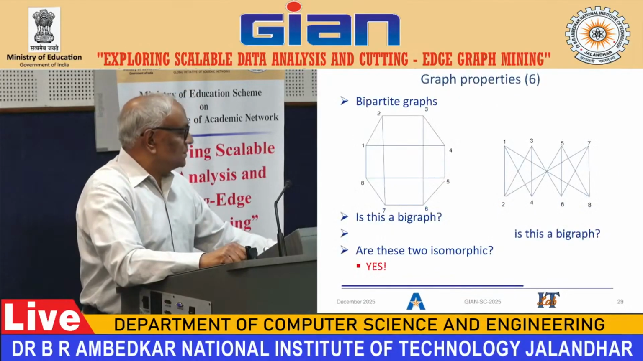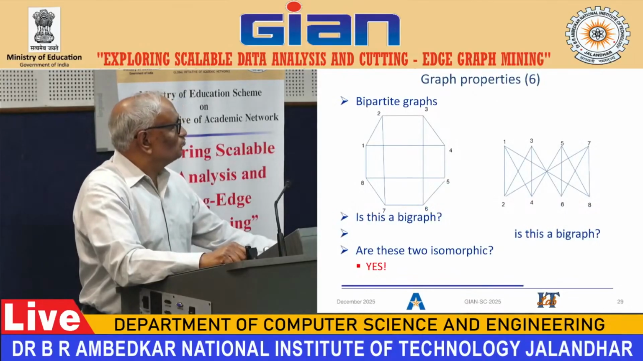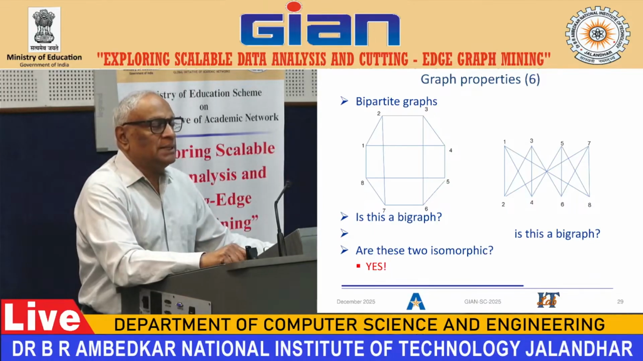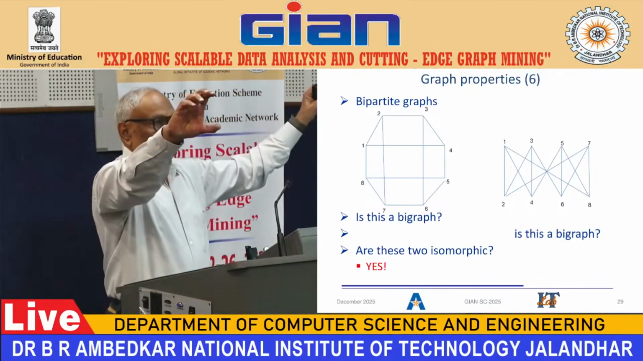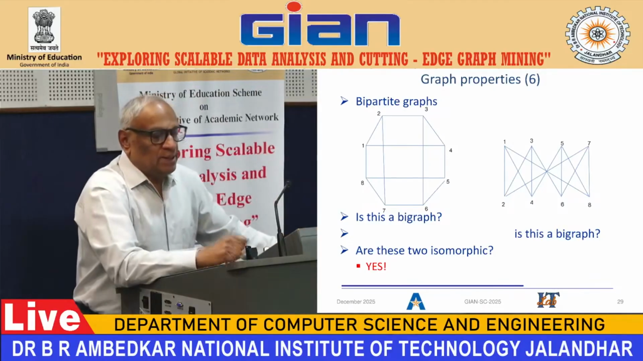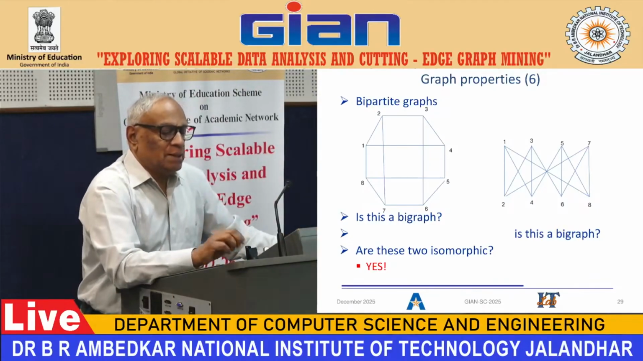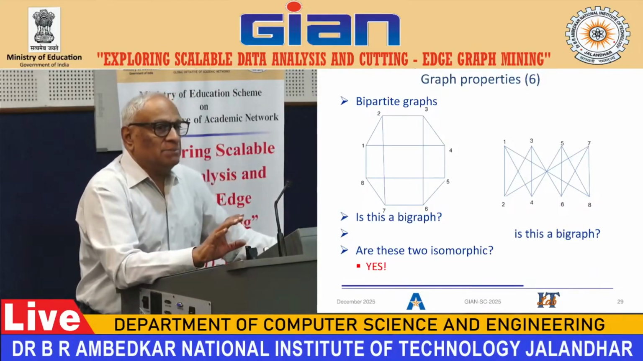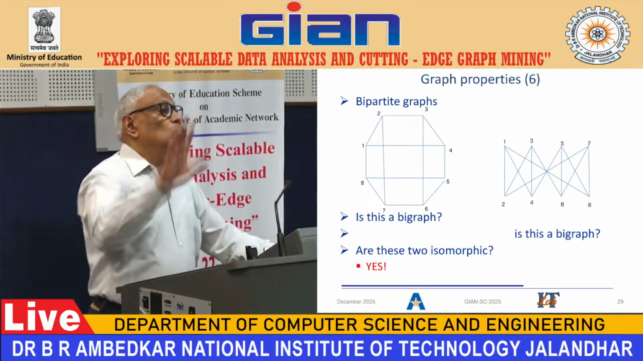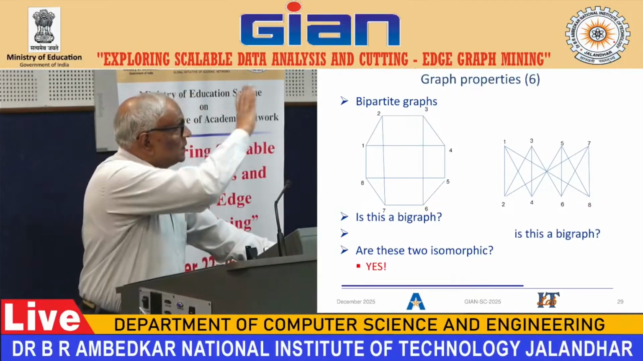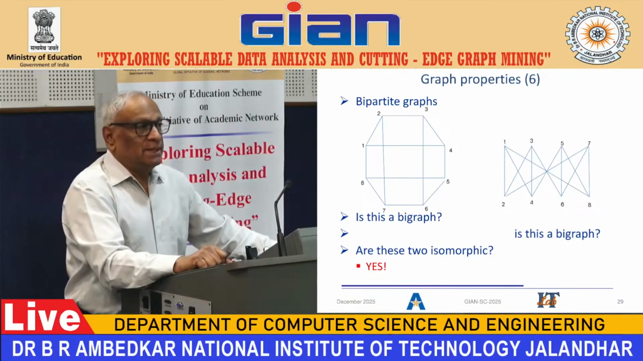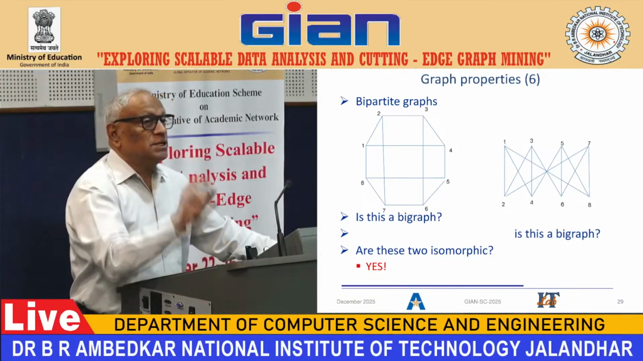So let's understand. Is this a bipartite graph? Which means that you should be able to identify two sets of vertices, set A, set B, and edges between those two sets. So this is an illustration to show that the topology of a graph can be very misleading. Just by looking at the topology, you cannot conclude a lot of things. If I redraw this graph in this way, then it becomes more clear that it is a bipartite graph.